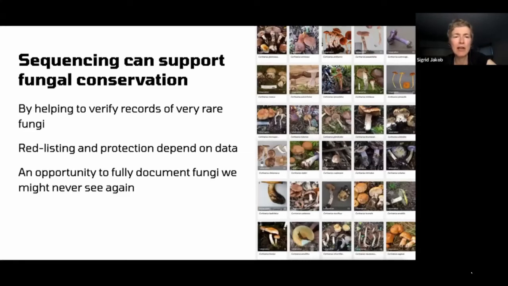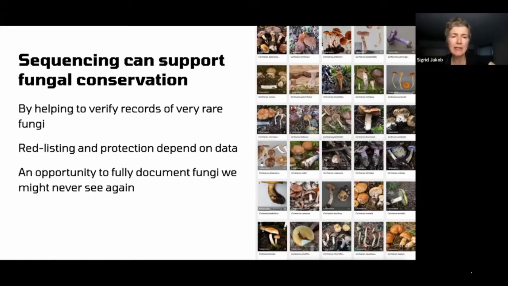And obviously fungal conservation is a topic I'm very passionate about. A lot of fungal conservation is about documenting and verifying records of very rare fungi, often in threatened habitats. And if we are to get some of them red listed and protected, we need data. The biggest barrier to getting more protections for fungi is the lack of data on distribution and incidence and all that. So having verified collections of rare species can bolster a case to protect a certain area.